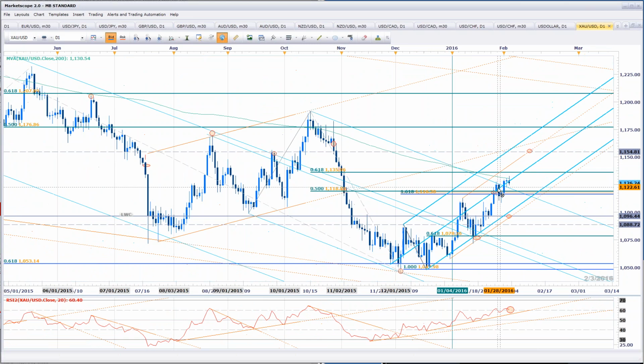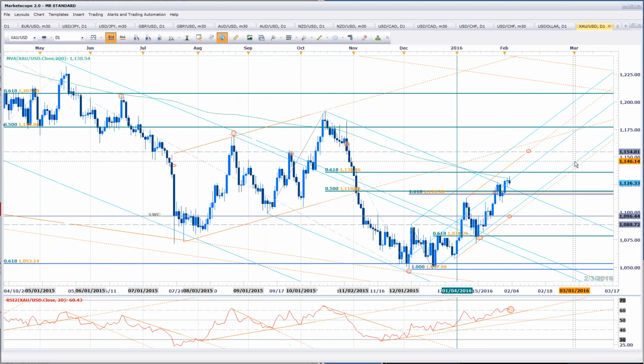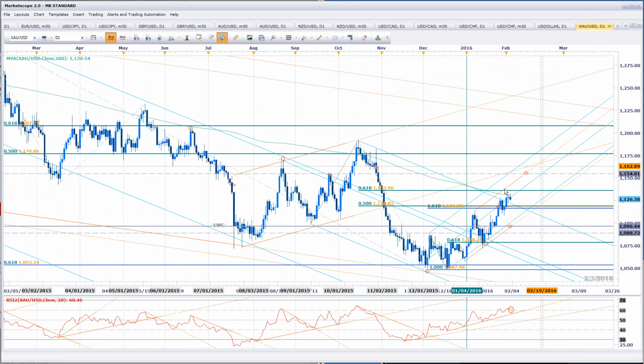Yeah, I expect some pullback from here. Stay constructive above 1116. A break higher, look at some major further upside here. You have just a sliding parallel here for the dominant slope. But the next major key target, if we do mount that 618 retracement, is 1154.